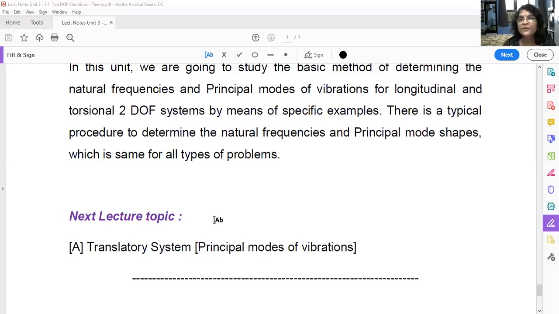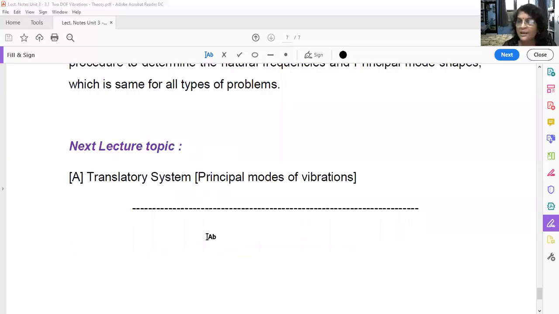So I hope you have understood the concept. If possible, please read about the 2 DOF system concept from the internet or from books, so that when you come to the next lecture, your concept and theory will be perfectly clear to study the next topic, that is, the translatory system.